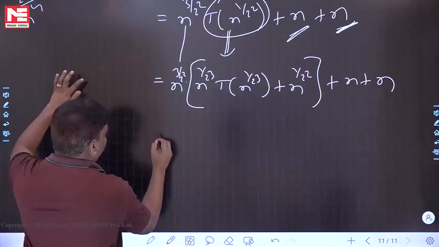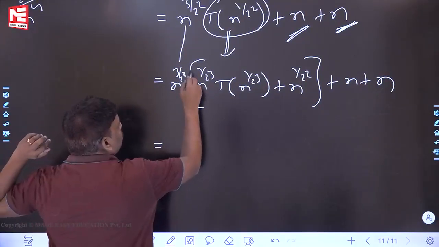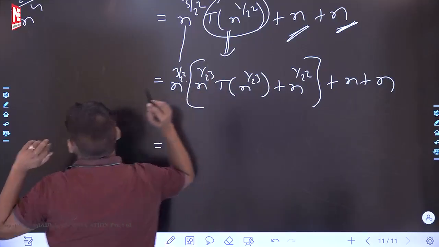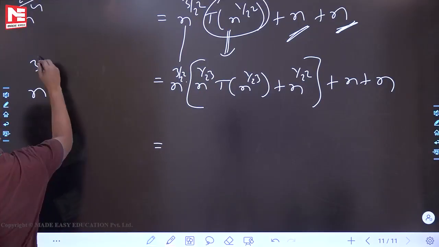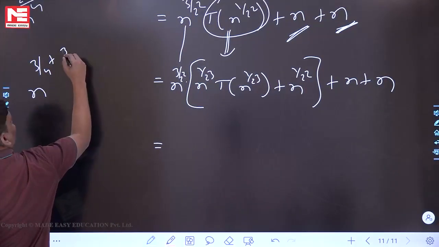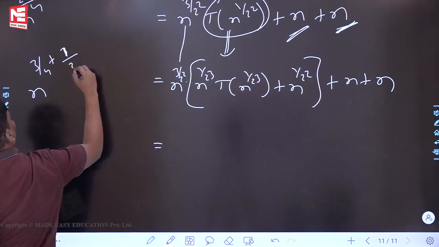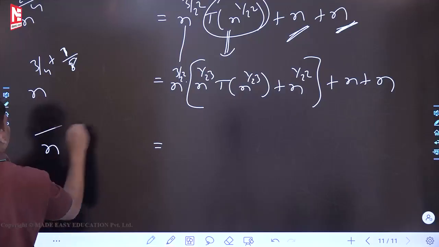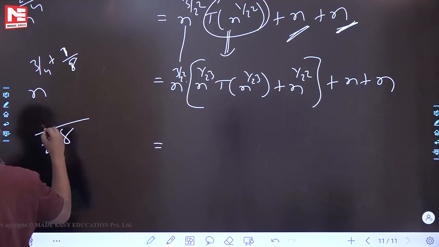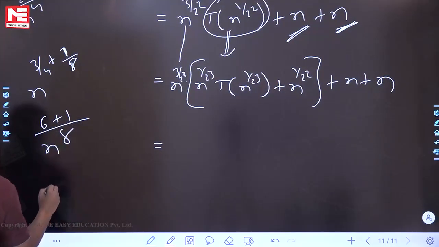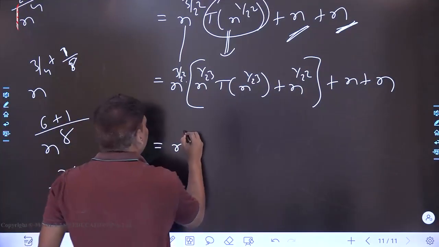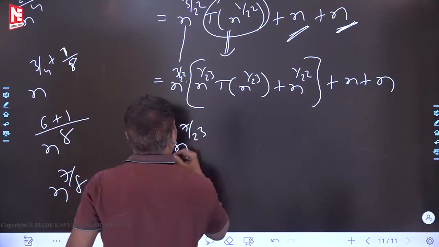Now simplify. It will become n power 3 by 2 square into n power 1 by 2 cube. It will become n power 3 by 4 plus 1 by 8. What is the answer? N power 8 here, right? 4 2s are 8, 6 there, plus 1. It will become n power 7 by 8. Let me write: n power 7 by 2 cube.